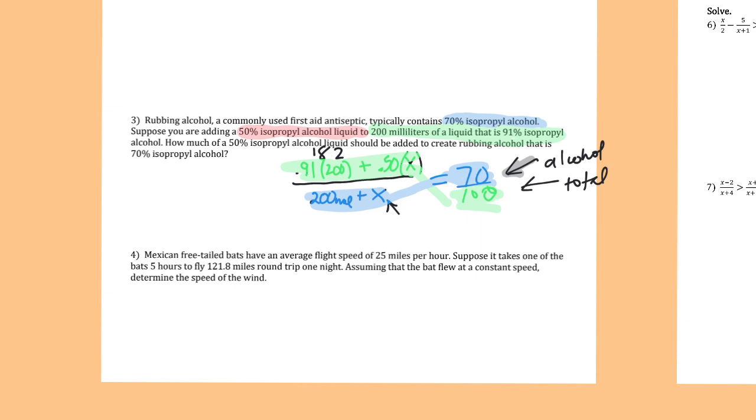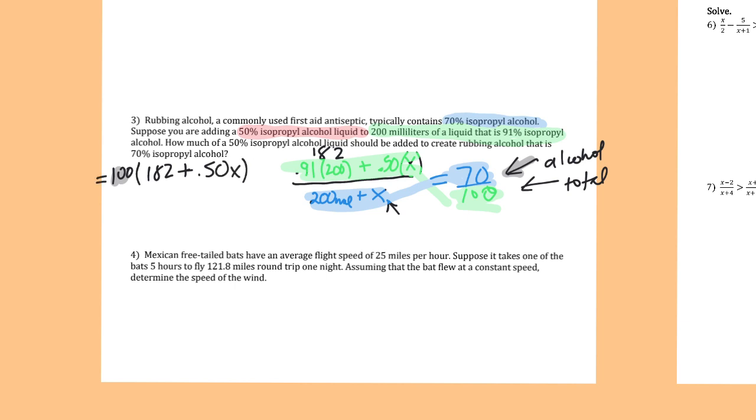I was hoping that it wouldn't delete it too much, but it looks pretty good. So we're going to take 100. I want 100, and I want to multiply it by 182 plus 0.50x.